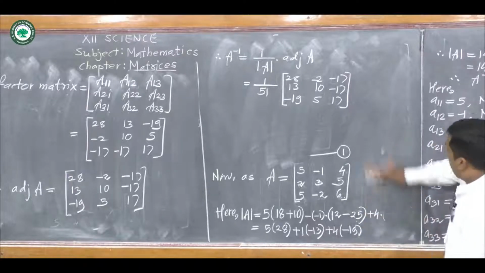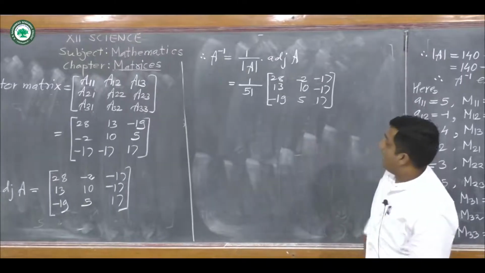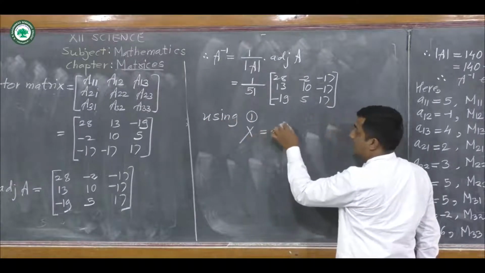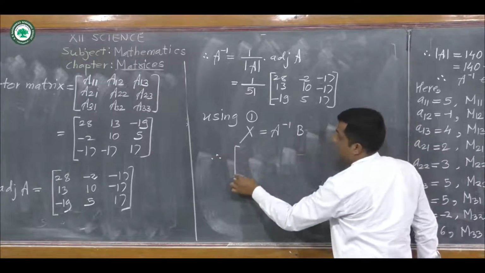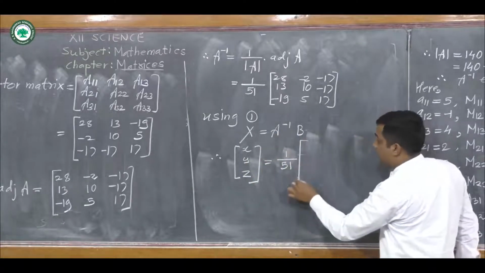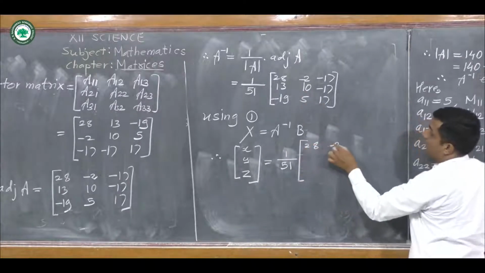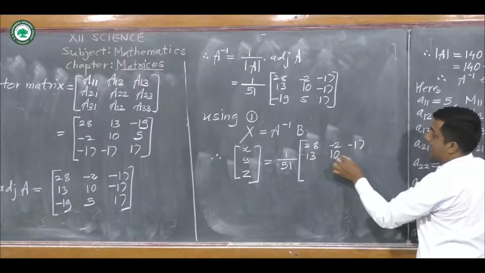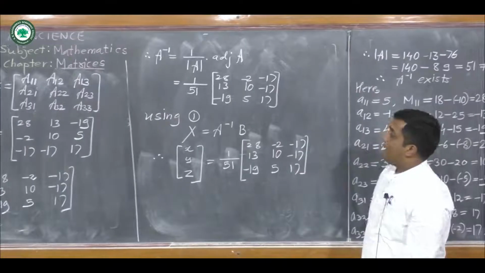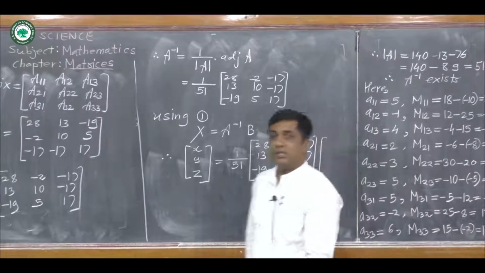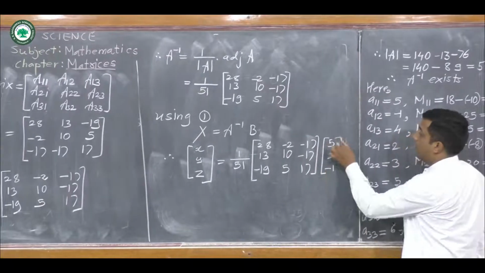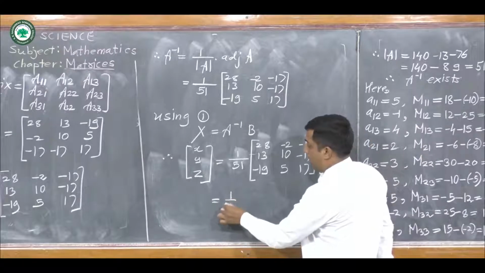Now we consider our first point. Here in the first point we see X equals A inverse B. Using this, we get X equals A inverse B, where in X we consider the variables x, y and z. For A inverse we consider 1 upon 51 into the matrix having elements 28, minus 2, minus 17, then 13, 10, minus 17, and for the last row minus 19, 5, 17. Now for matrix B we consider the constants. Here in the given example our constants are 5, 2, minus 1.